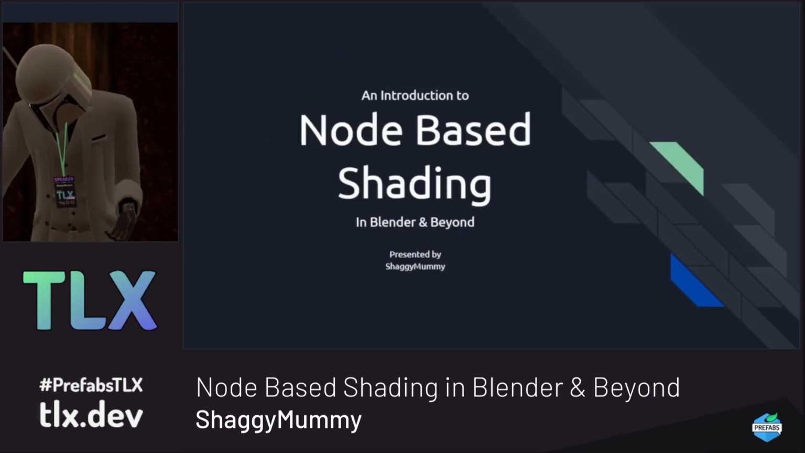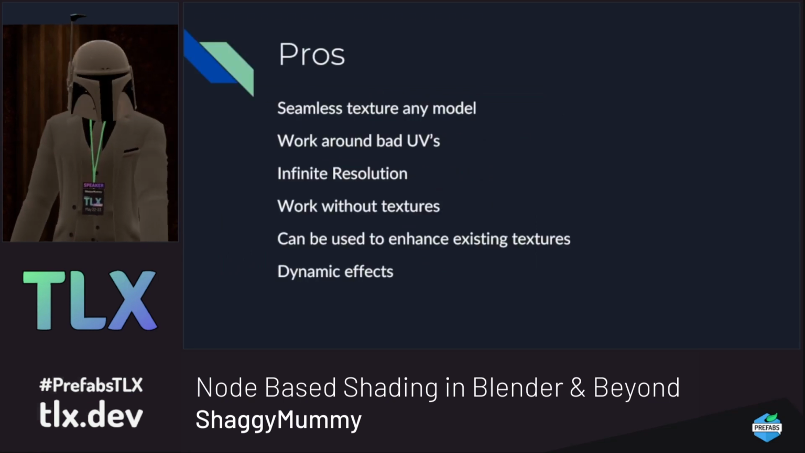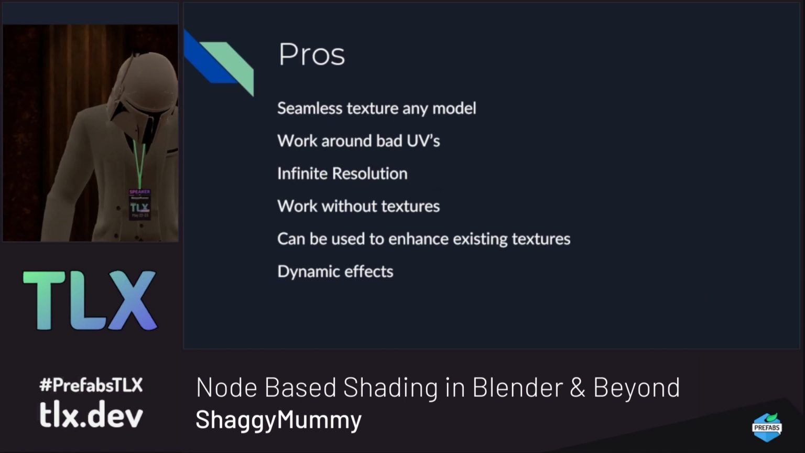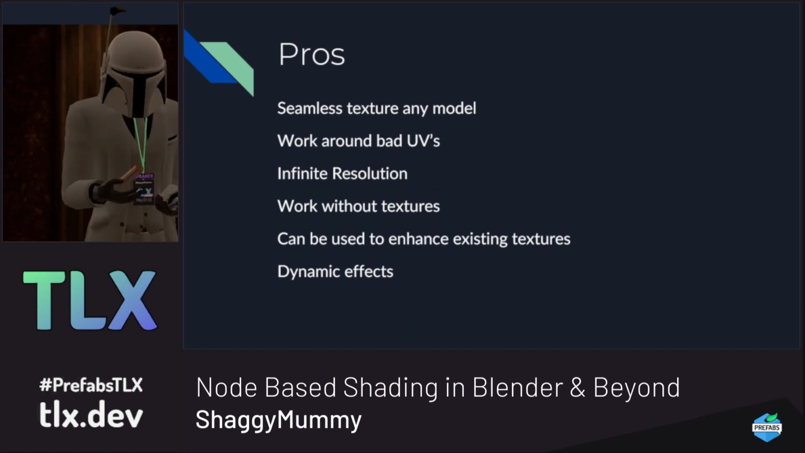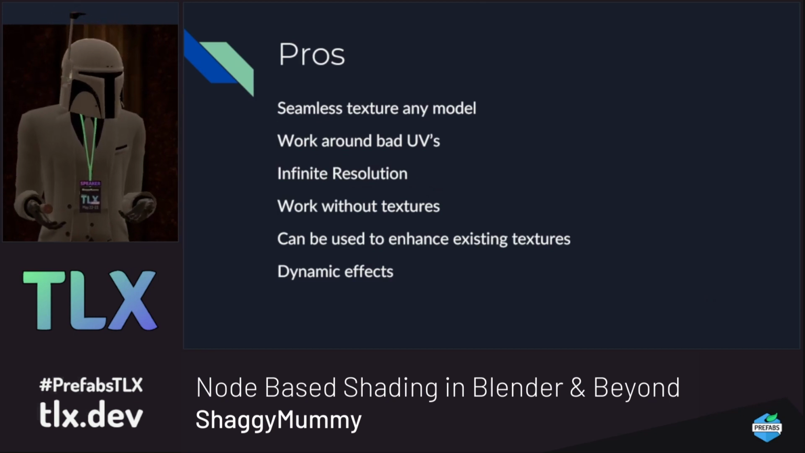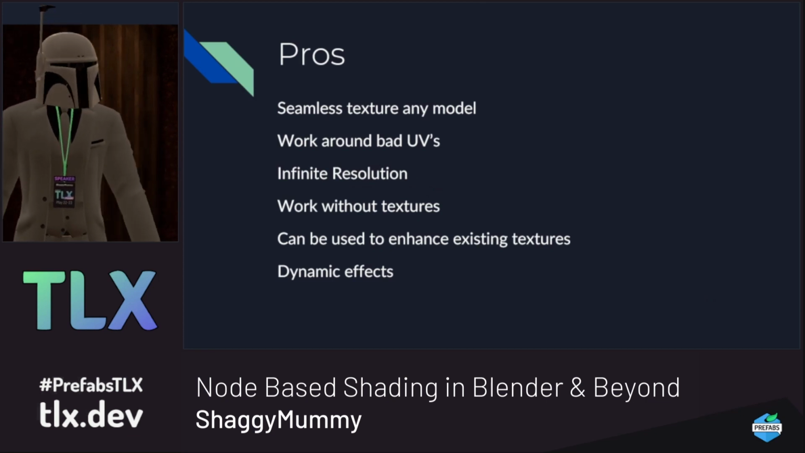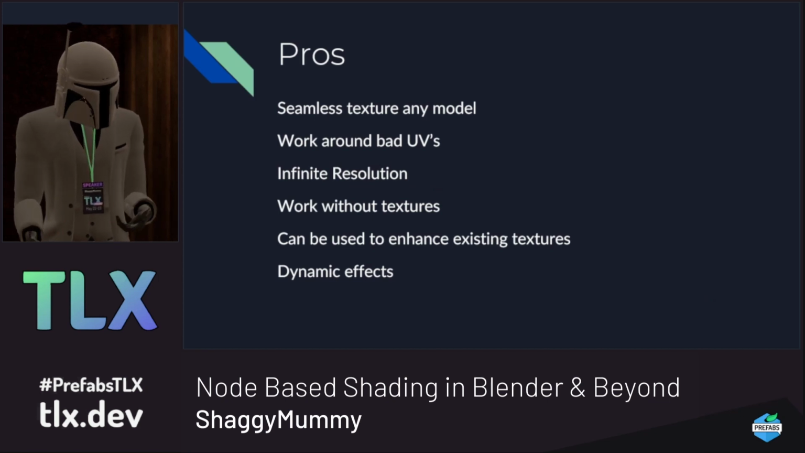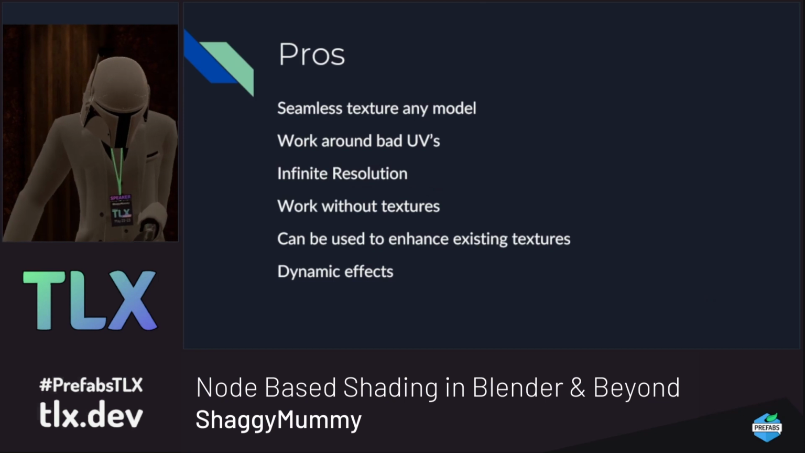So, node-based shading. First, let's go over some pros and cons. Pros to node-based shading is you can basically seamlessly texture any 3D model, whether it's a photoscan or a 3D sculpt. It doesn't particularly require good UVs. You can just unwrap the UVs using the automatic unwrap, and as long as you don't have anything overlapping or you know what you're doing, you can bake anything to these models.